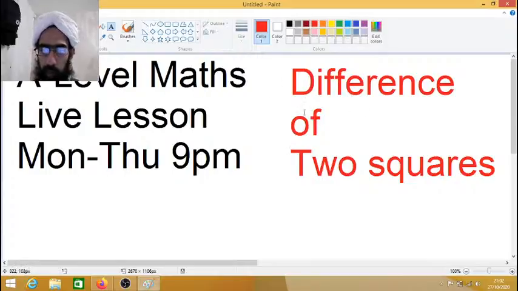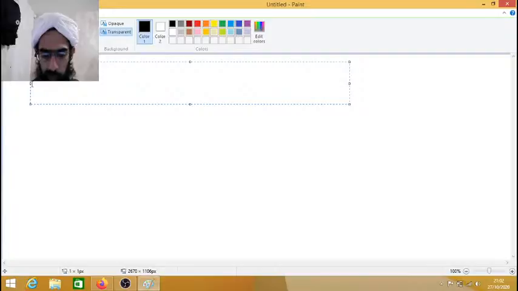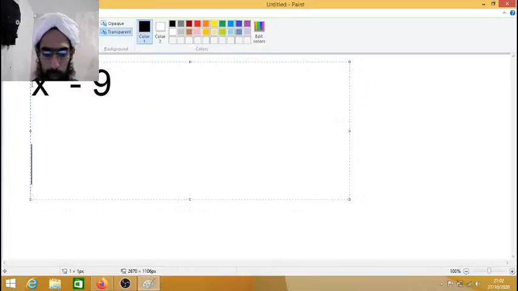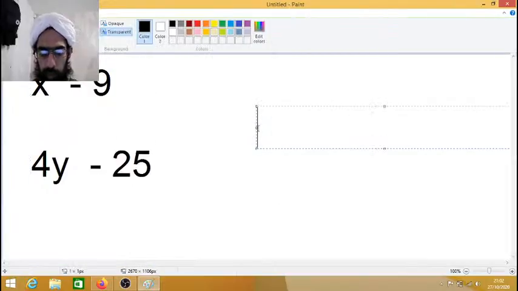Today is carrying on from yesterday, looking at the difference of two squares as a way of factorizing. Just to really extend from yesterday, if we start with a couple of basic ones that hopefully you can do without problem, if you can just do these as a way of warming up, then I can show you something that's just a little bit harder.